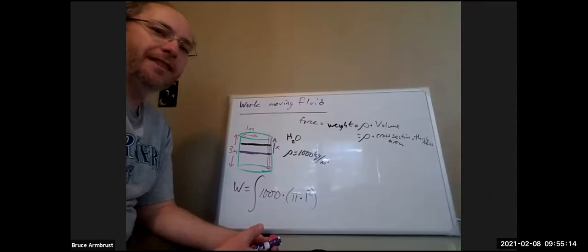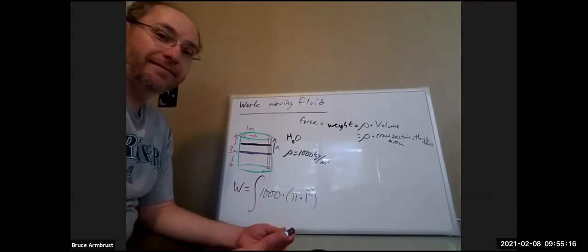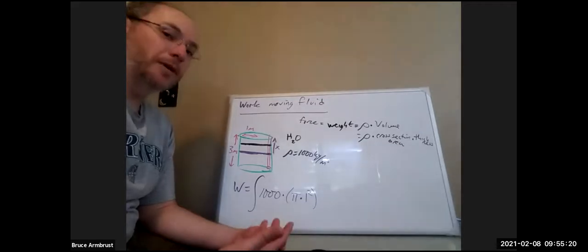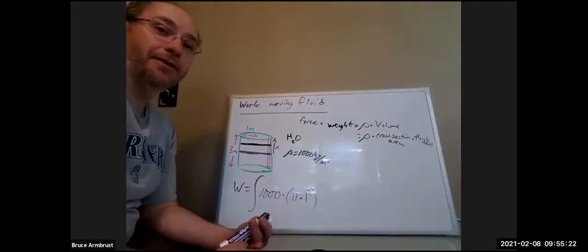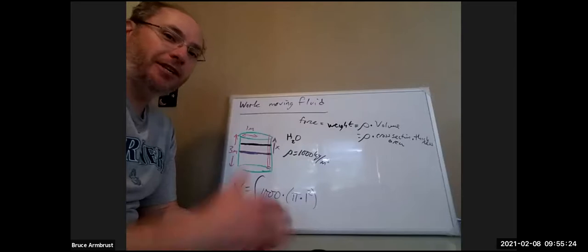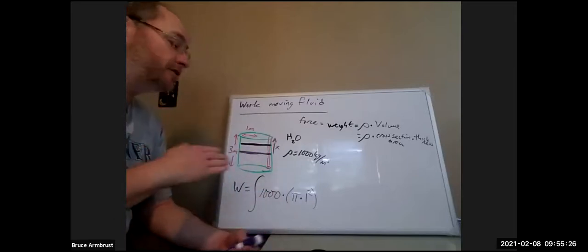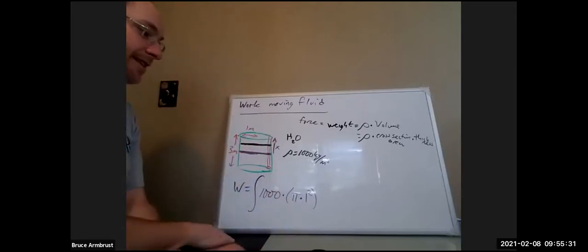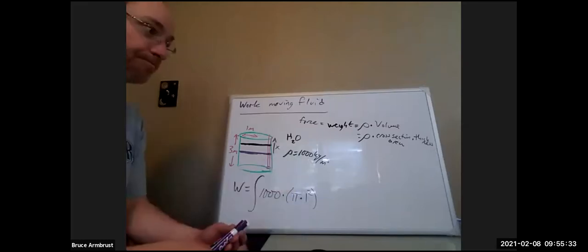What if it was a tank that was like a cylinder on its side, like a propane tank or something like that? Well, they would have cross sections that are rectangles, but their sizes are going to change as you move up and down and so on. But this one's nice and easy. We've got constant cross-sectional area. So pi times 1 squared.